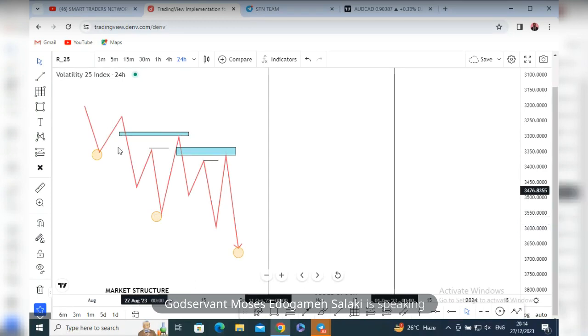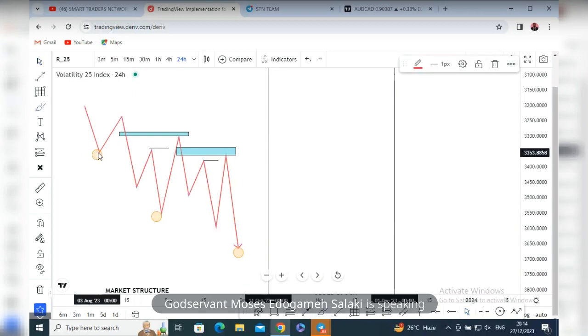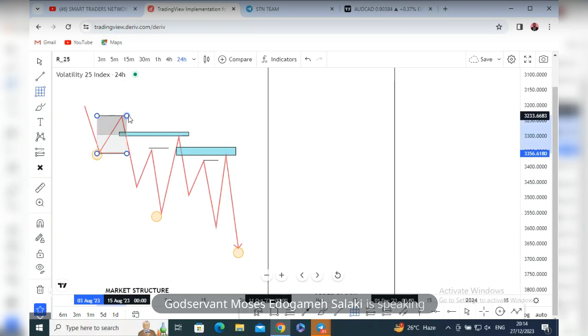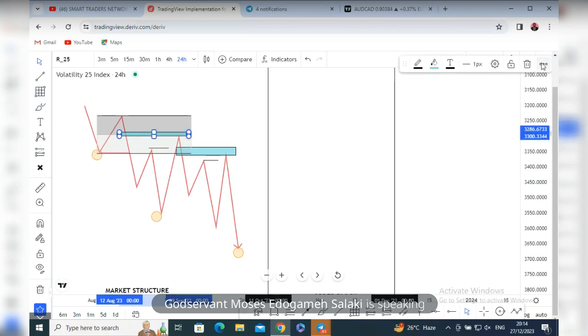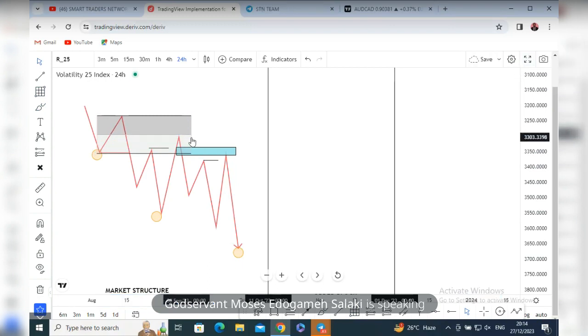So price created this high, broke this low. This becomes my change of character, the first low broken. Price comes here. Price didn't get to 50% of this move, of this last retracement. So I still have my eyes on the 50%. I still have my eyes there. I'm expecting price should come to the 50%. So price takes this out and price comes to the 50%.